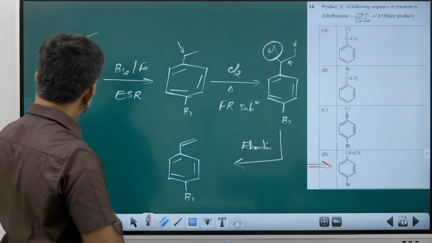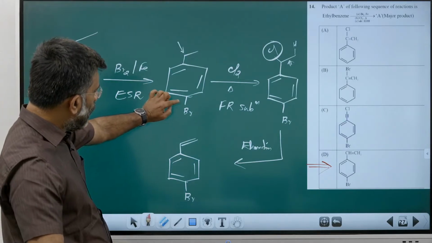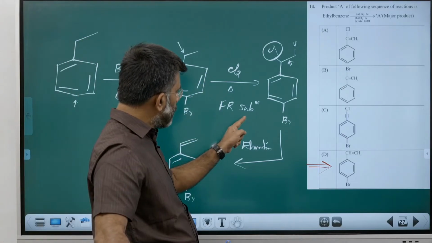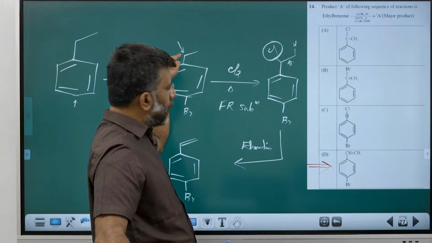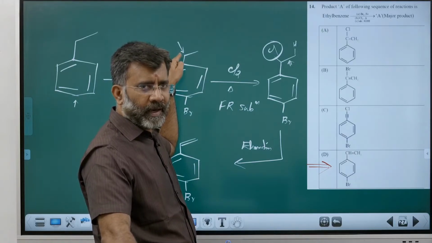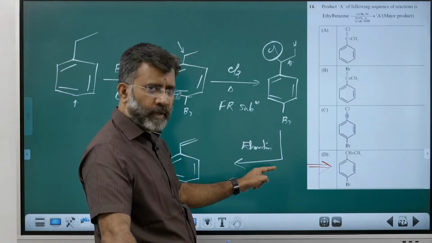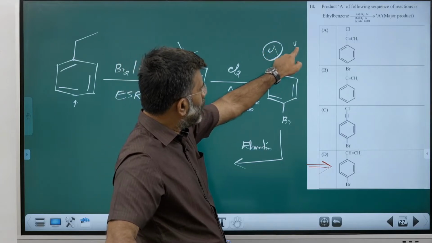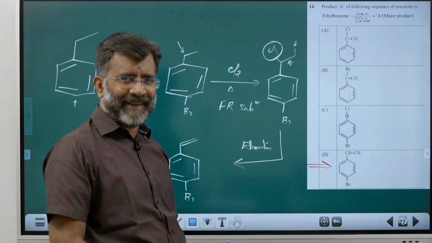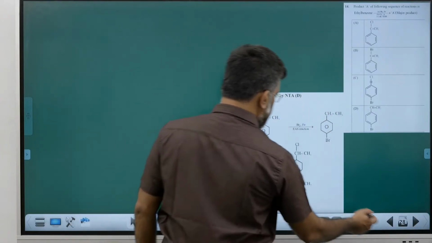I'll repeat. Ethyl benzene, first electrophilic substitution reaction, major attack at the para position. We got bromine at the para position. Then it is free radical substitution, which occurs at the benzylic carbon, because we know the benzyl free radical is more stable. So chlorine is coming there. And now the elimination reaction, this chlorine and this hydrogen will eliminate. You get a double bond over this position to get the answer. Option D, right? Next one.